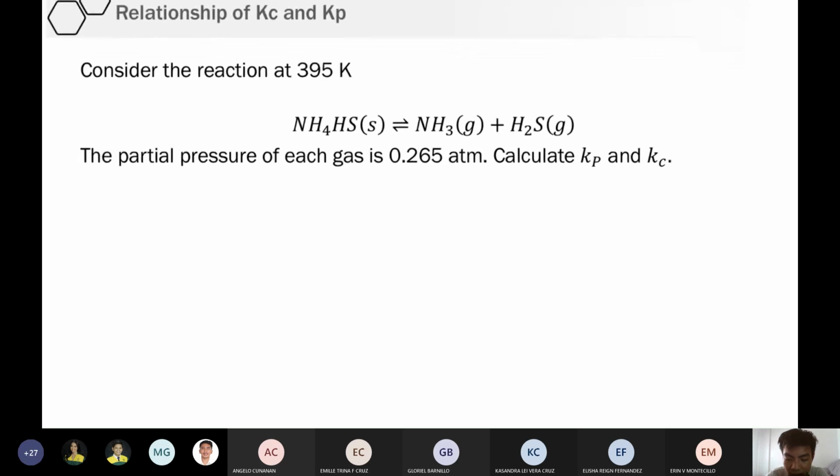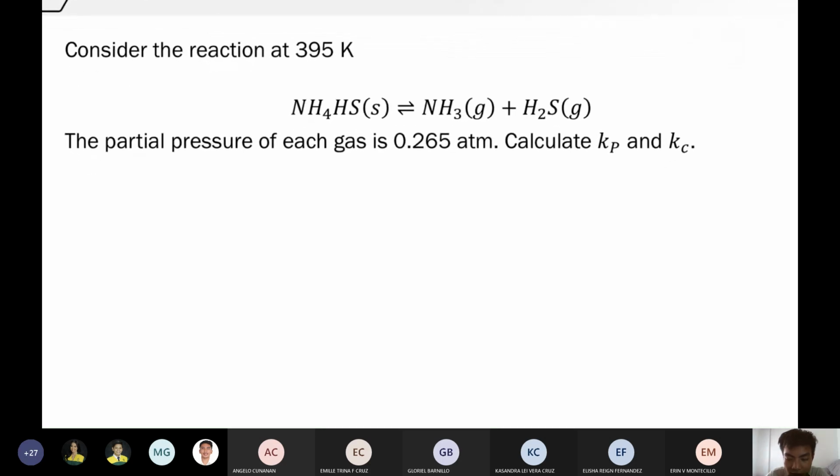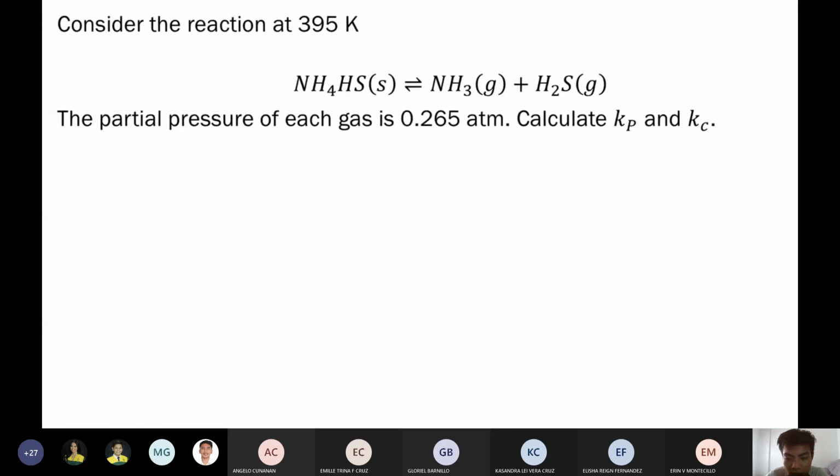Sige. Paano yan? Sabi ko sa inyo, pag nakakita ng equilibrium equation, isulat agad ang K. Kaso ano yung susulat ko? Anong K? Tignan mo yung ibang given. Anong given? Temperature, pati pressure. May pressure kang given. So, you have to write the Kp first.